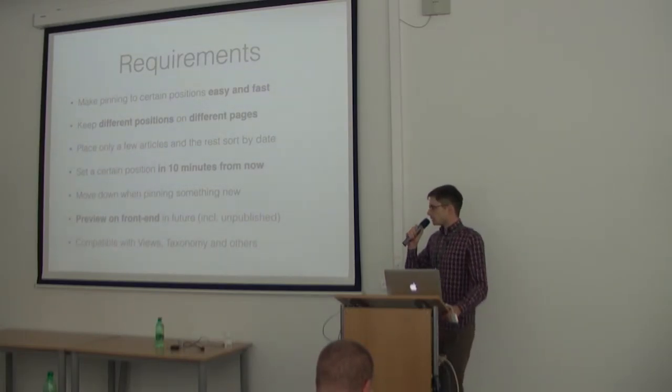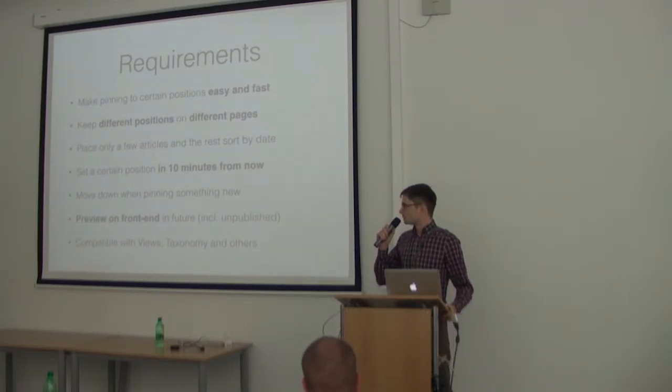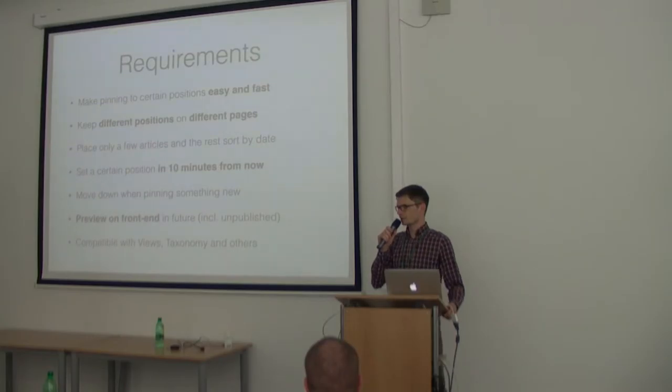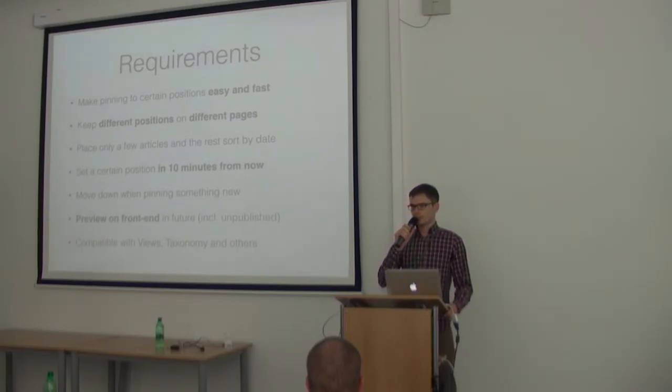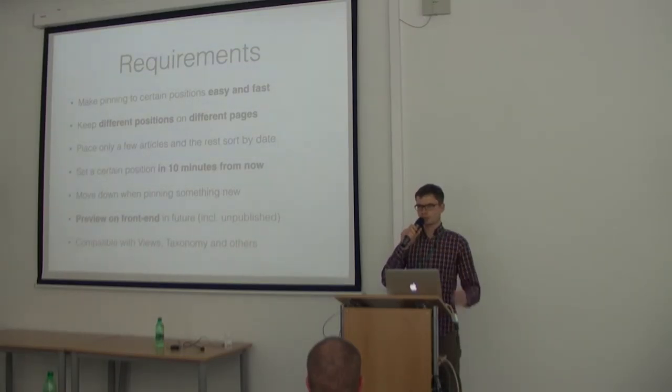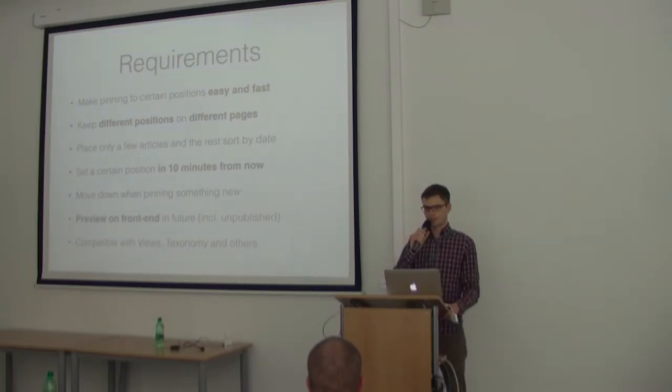When you're editing an article, you're on the editing form and you pin the article to a certain position, for example, to the first position on the homepage. And there's already some article pinned on the first position. You need the system to automatically move down the previous article to second position and also do that automatically for all the sub-queues in the future to keep the order consistent.